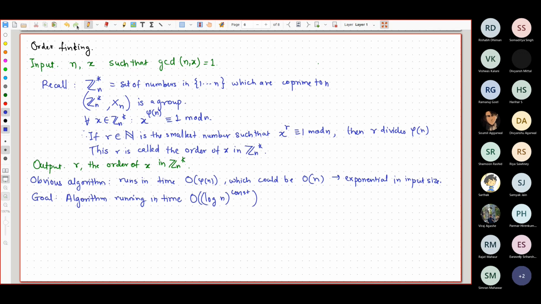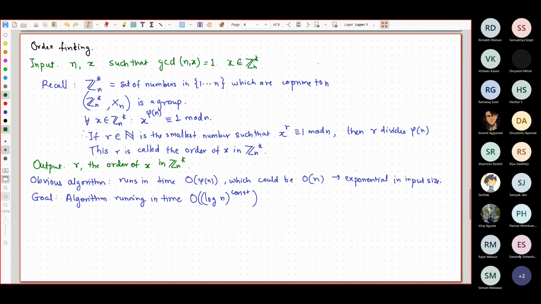Right, so let's just assume that x belongs to the set 1 through n, that x belongs to Zn star. Otherwise, in time linear in x, you can just find the remainder of x modulo n, and then just process that remainder instead of x. Okay, so that won't take much time. Good. Okay. Yeah. Carry on.